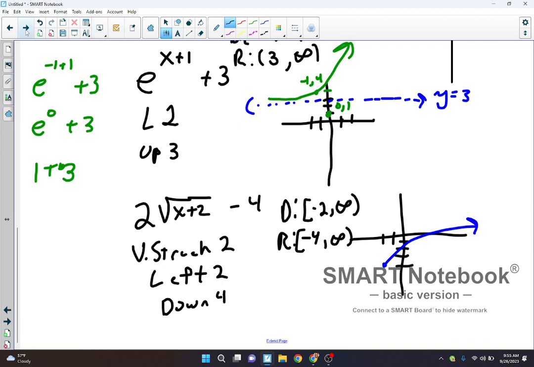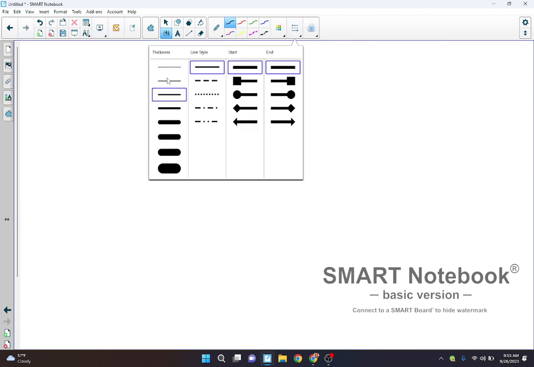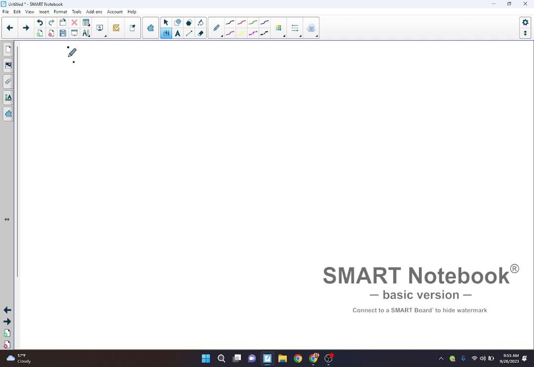Okay. All right, let's talk about even and odds. Even functions, kind of like a parabola, is that when I plug in a positive number, I should get the same answer as when I plug in the negative version of that number, okay?